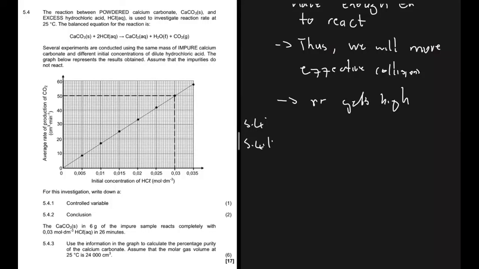By controlled variable, they mean the variable that is constant, is not being changed in any way, right? So if you pay attention to details, when I was reading that statement, it said same mass of calcium carbonate. I just highlighted it in blue on the left hand side. Same mass of impure calcium carbonate. So for 5.4.1, we'll have mass of CaCO3, and then that's the one option you have. And then the other option you have is the temperature, right? They didn't say anything about the temperature, so you can go ahead and see that.